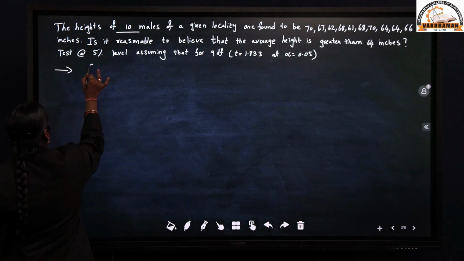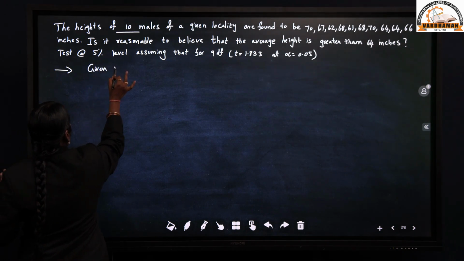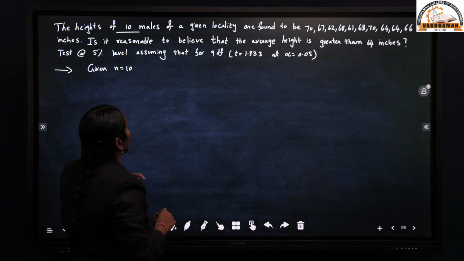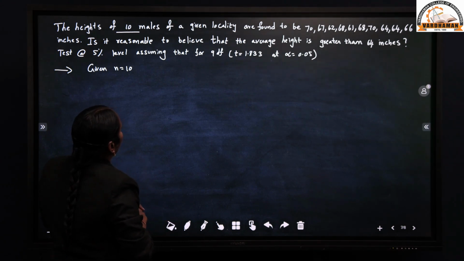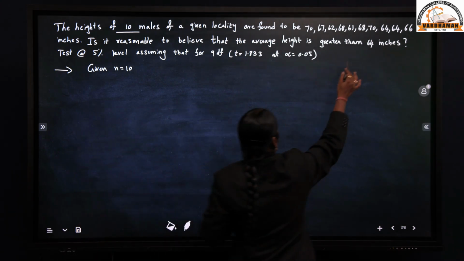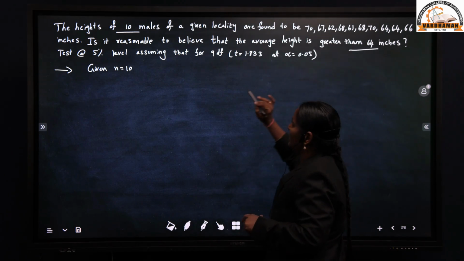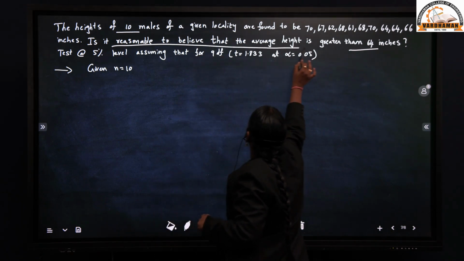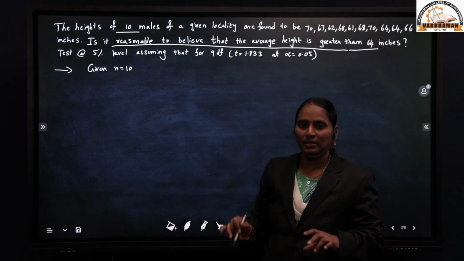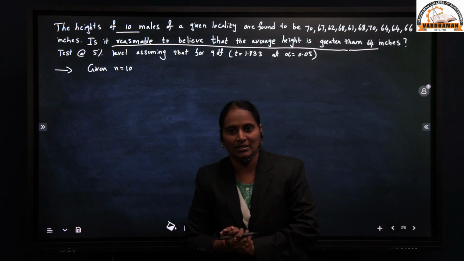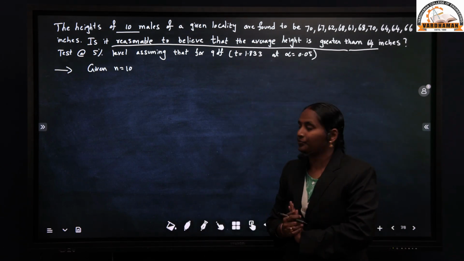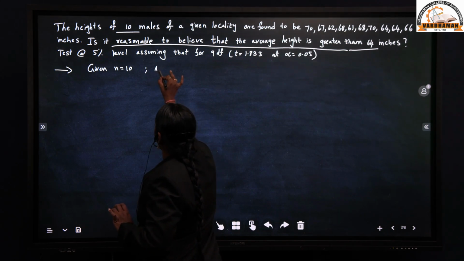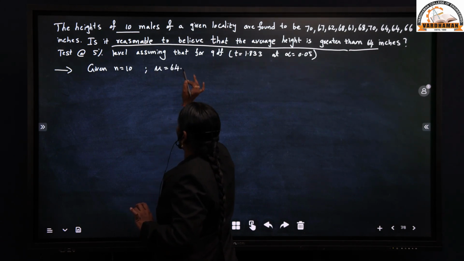So here the given value of n is equal to 10. We can conclude based on this that it is a small sample test, with small sample observations, and the question is whether the average is greater than 64 inches. Is it reasonable to believe that the average height is greater than 64? It means they are doubtful whether this data is right or wrong. They also clearly mention that the value of mu is equal to 64 in the given problem.